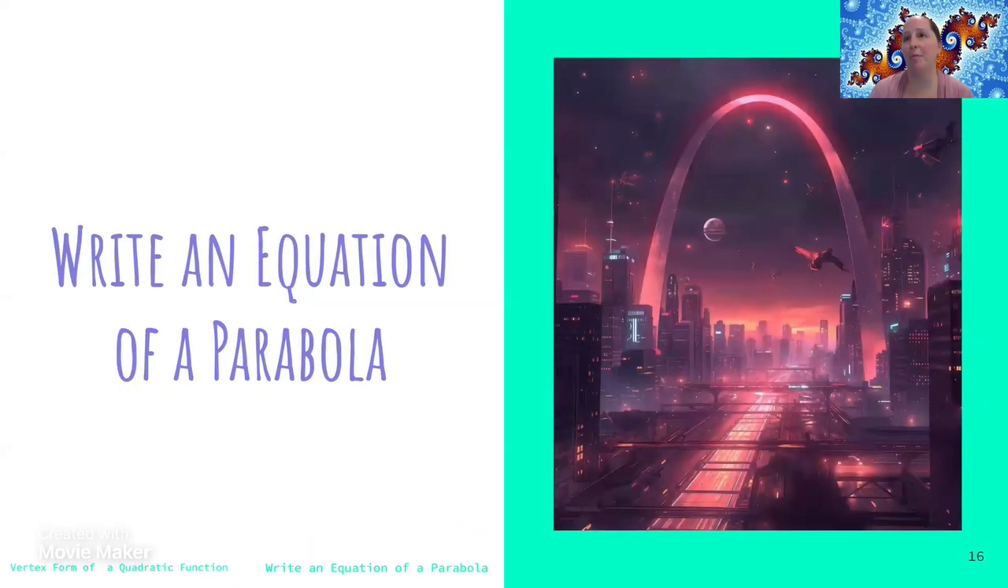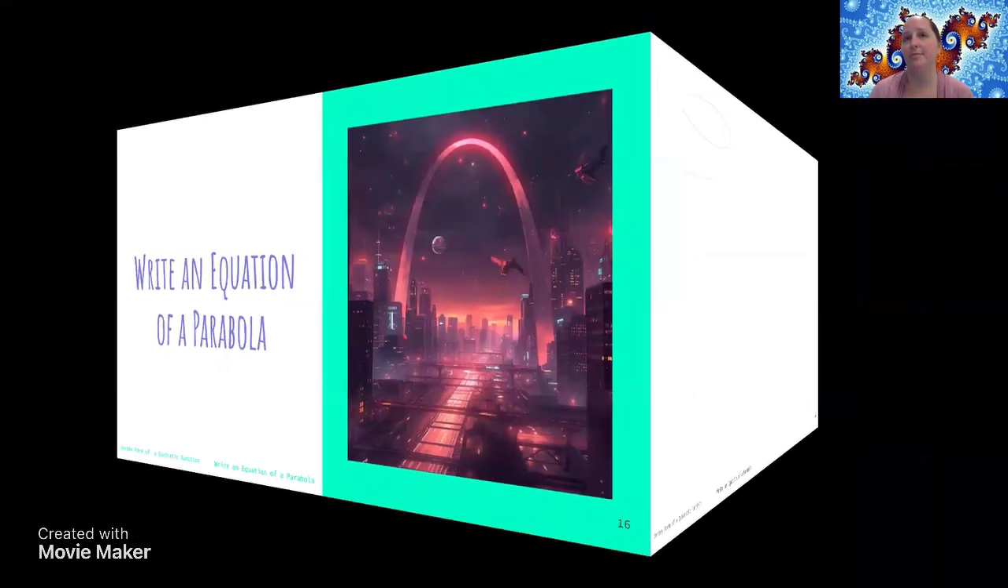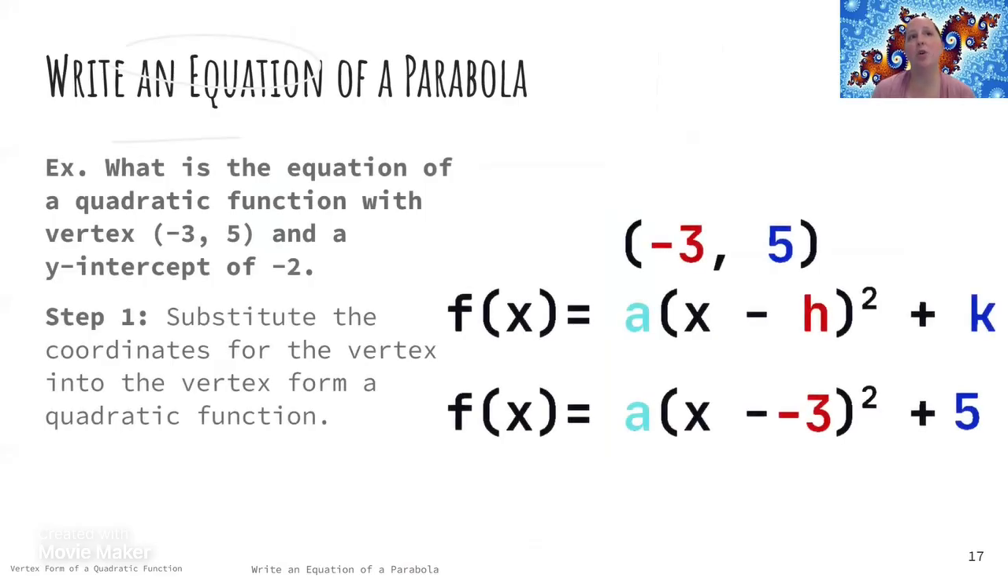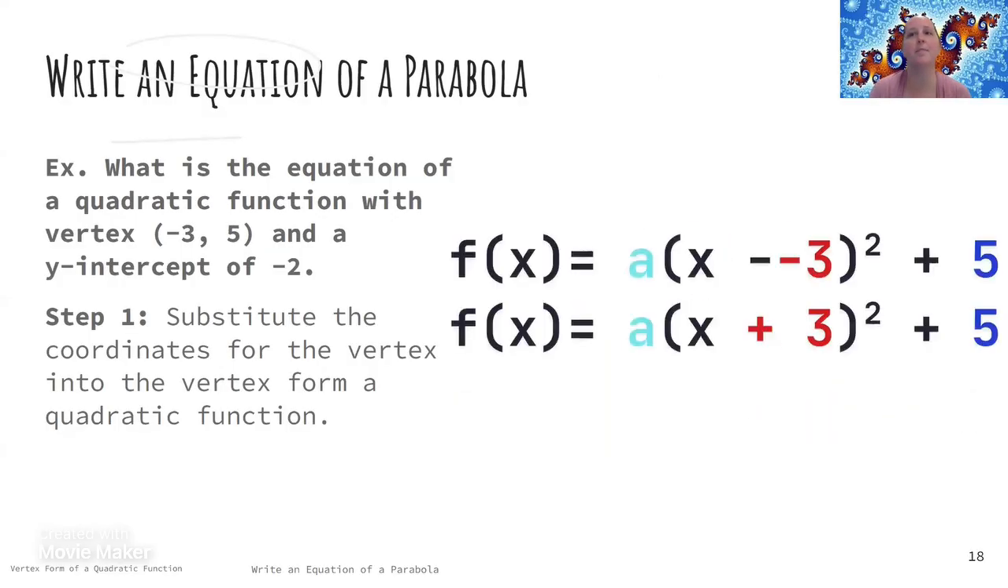Write an equation of a parabola. So what is the equation of a quadratic function with vertex -3, 5 and a y-intercept of -2? Step 1 is to substitute the values of my vertex in for my values for h and k. Notice I have a -3 for my h, which means when I rewrite this as x minus -3, I'm putting that -3 in there. It's going to become a +3.